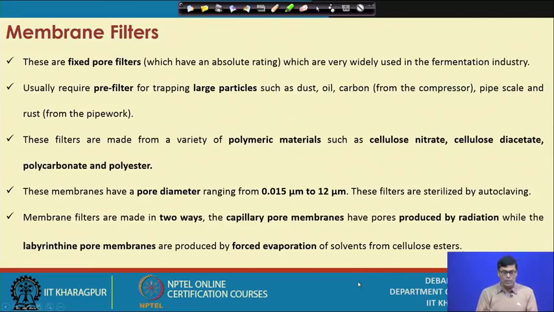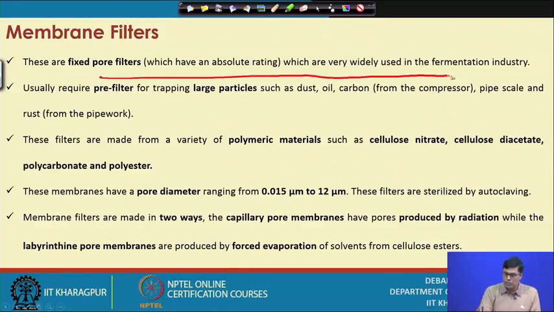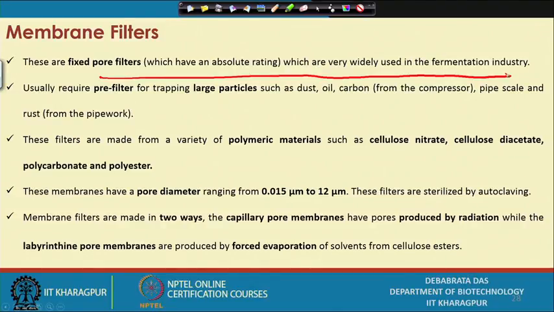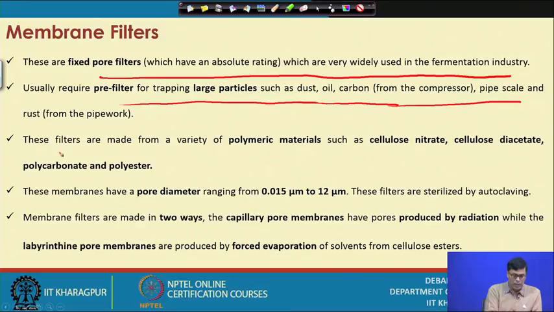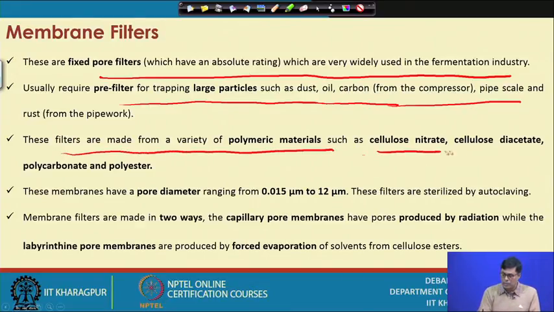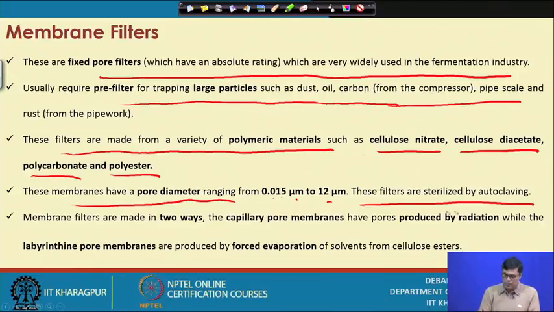Now, the membrane filter is a fixed pore filter, as I told you, and it is very widely used in the fermentation industry, but it has a very low life. It is pre-filtered to trap large particles such as dust, oil, carbon, and pipe scale. These filters are made of a variety of polymeric materials such as cellulose nitrate, cellulose diacetate, polycarbonate and polyester. These membranes have a pore diameter of 0.015 microns to 12 microns. These filters are sterilized by autoclaving.